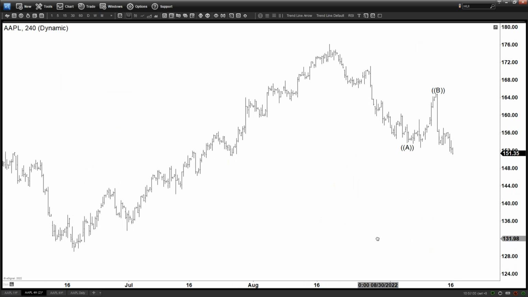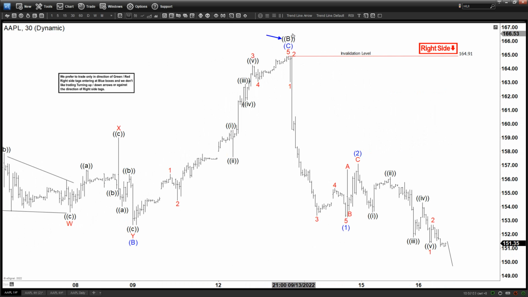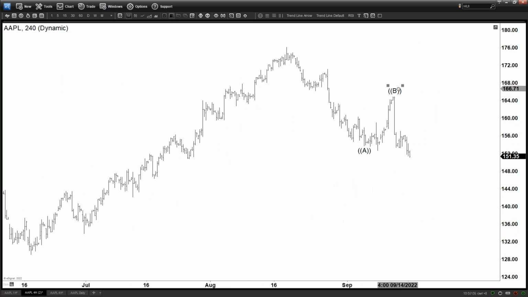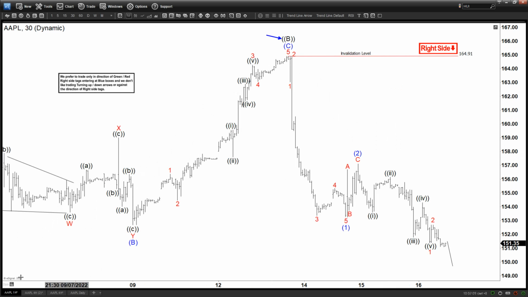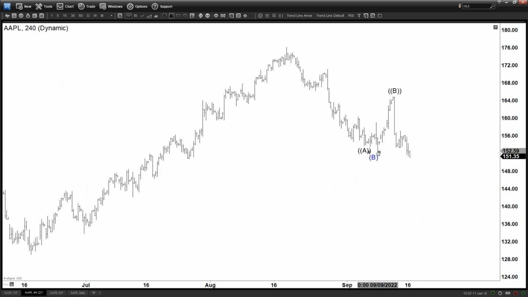So here we have the 4 hour, right? So this is the same B over here. I'm putting it here in the 4 hour, and this is the A, and we got an ABC flat like we talked about. This is the B, this is the C, and this is the A, expanded flat. Okay, and so we're talking about this cycle that started from August 2022, right? This peak here. So the decline from August 18 here is in the form of an ABC, right? And we are now in the C.